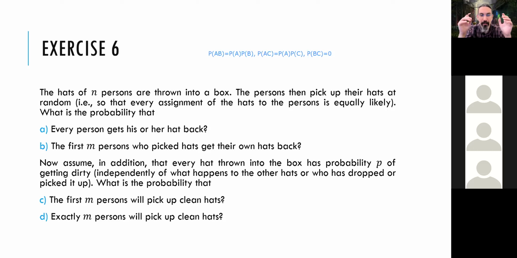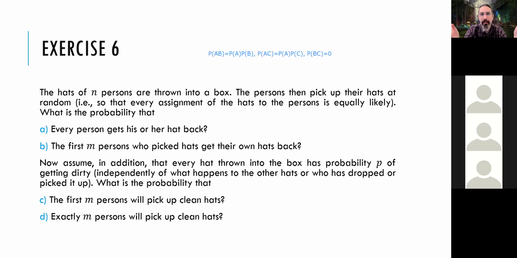It's the same. (1 minus P) to the power of m. Then the rest of them, the n minus m persons, will pick up dirty heads, which is P to the power of n minus m. But still, these are two probabilities. Okay, we are good there, but still there's something missing. We don't know who is picking which head.